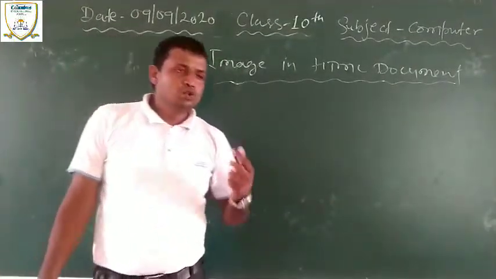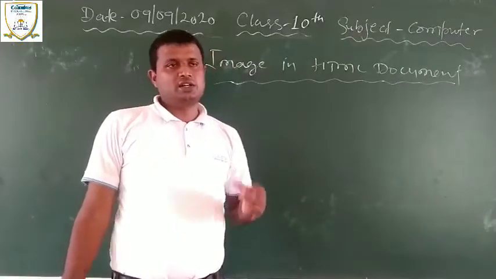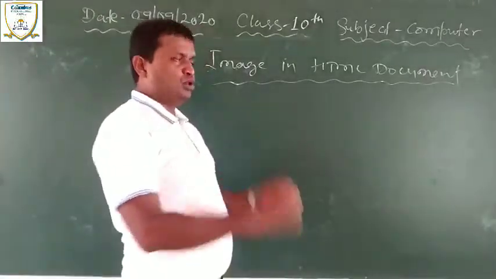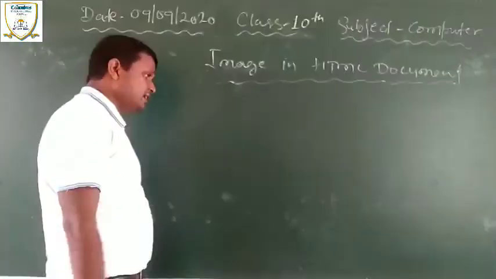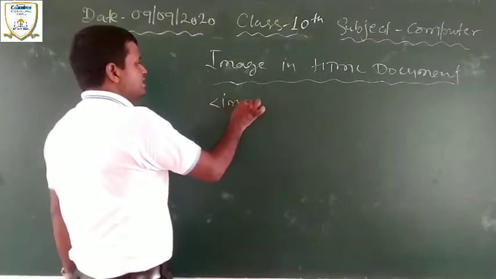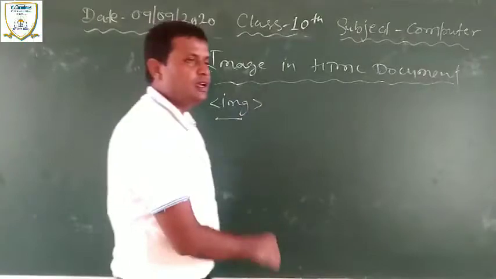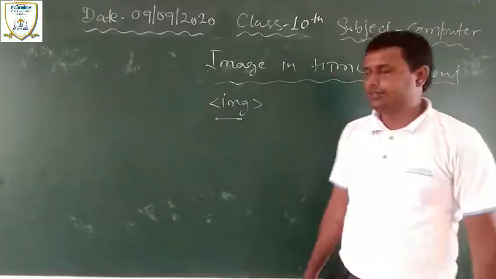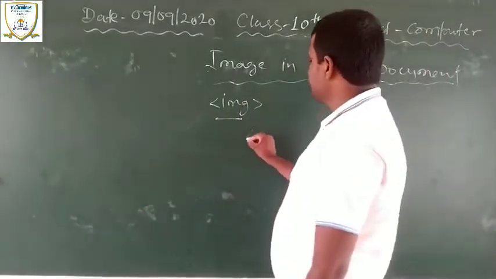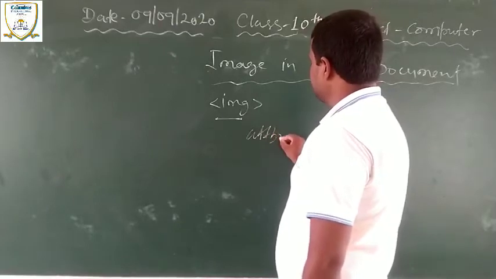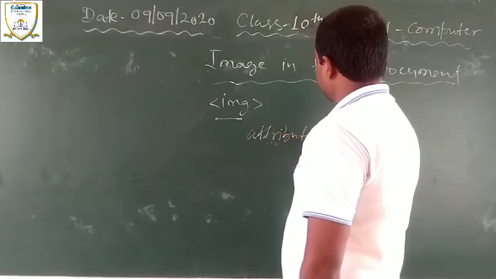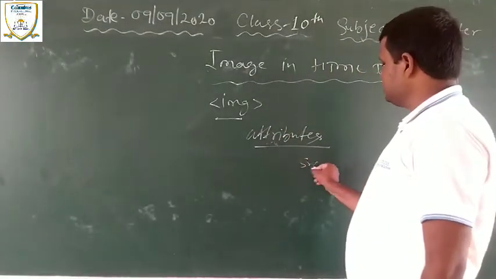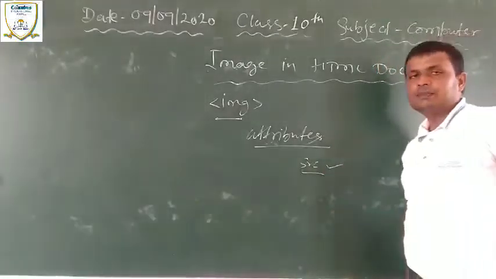When you want to insert a picture in your document, firstly you have to understand about your picture. Then you have to use the image tag, by which you insert the picture in the HTML document. The image tag has some attributes. What are the attributes of image? You see src, which embeds the picture in the HTML.